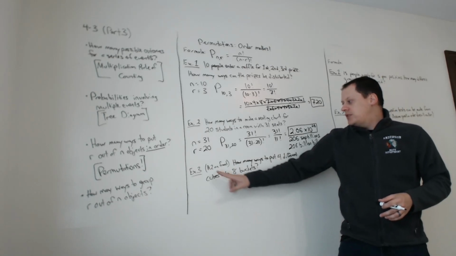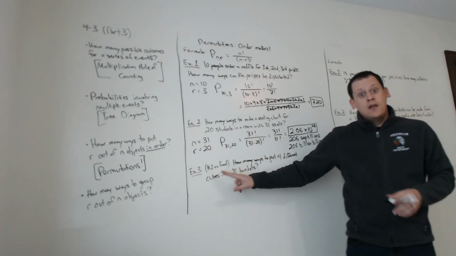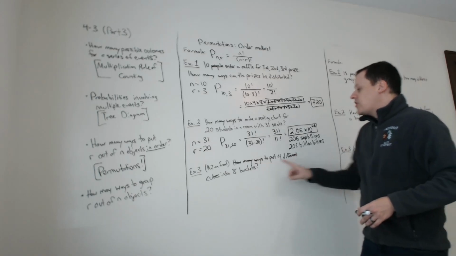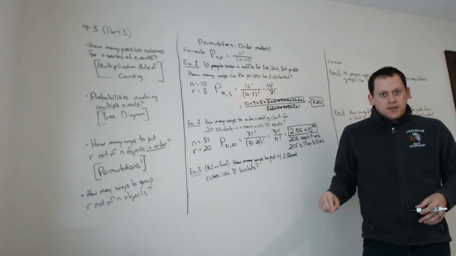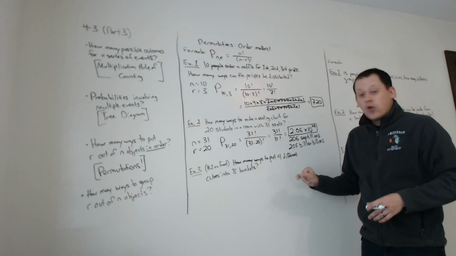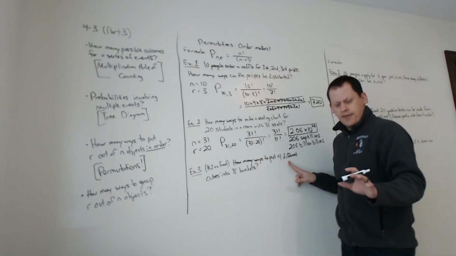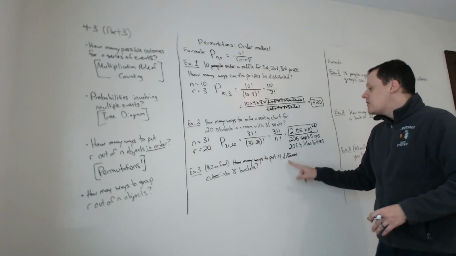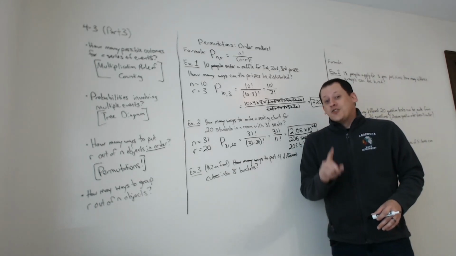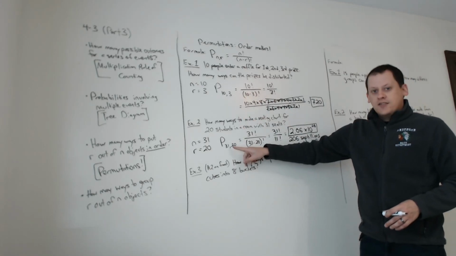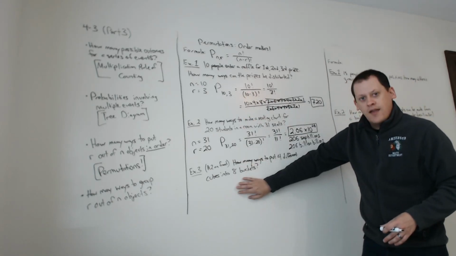Example number 3, which is number 2 on the front side of the 4-3 notes. How many ways can you put 4 different cubes into 8 buckets? The ordering of the cubes matters because the cubes are all different colors in this problem. I think that's what it says. I encourage you to pause the video and see if you can use what we've done in these 2 problems to come up with the answer for this one.